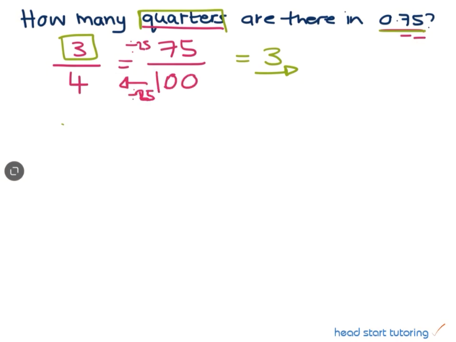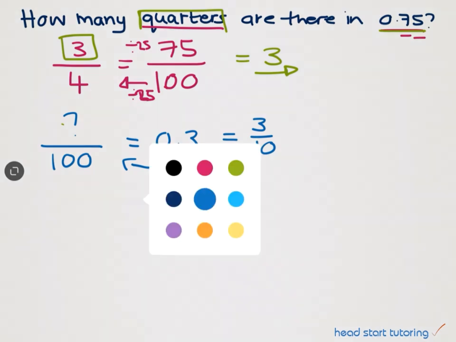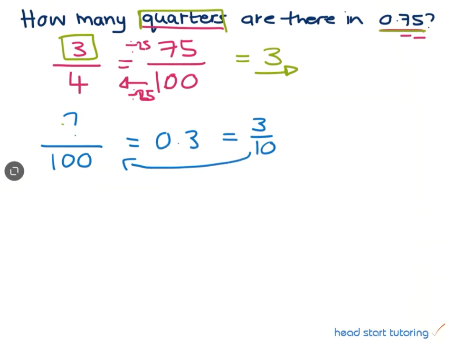Right, let's have a look at another one. If I were to ask you how many hundredths there are in 0.3, so a hundredth is something over 100. So how many hundredths are there in 0.3? And 0.3 we can write as a fraction as 3 over 10. So what did I do to my 10 to get 100? I multiplied it by 10. So I need to do the same thing to my numerator. Multiply it by 10, and I end up with 30.